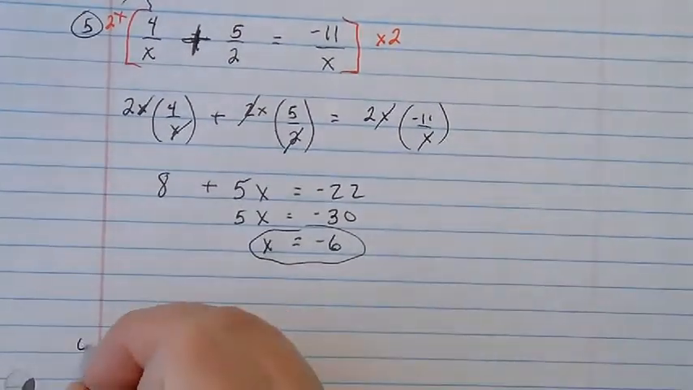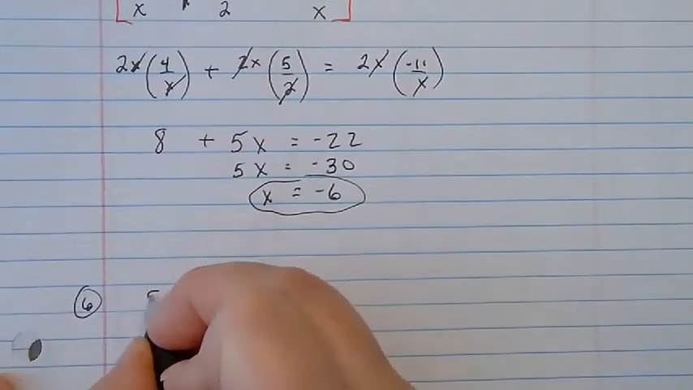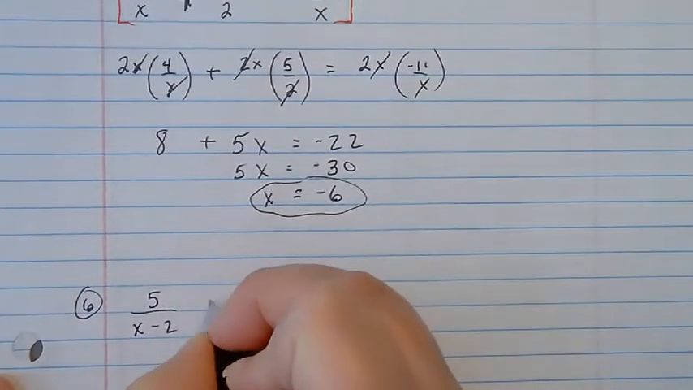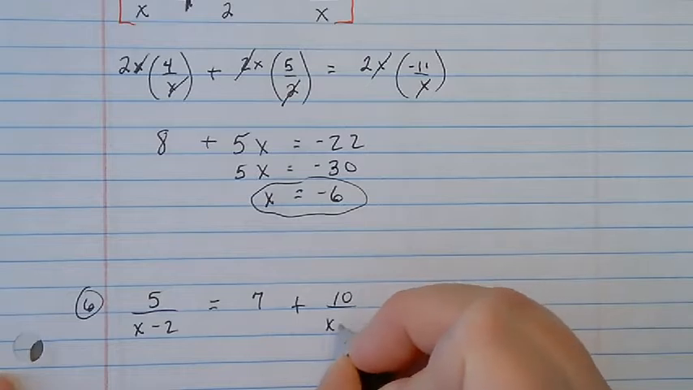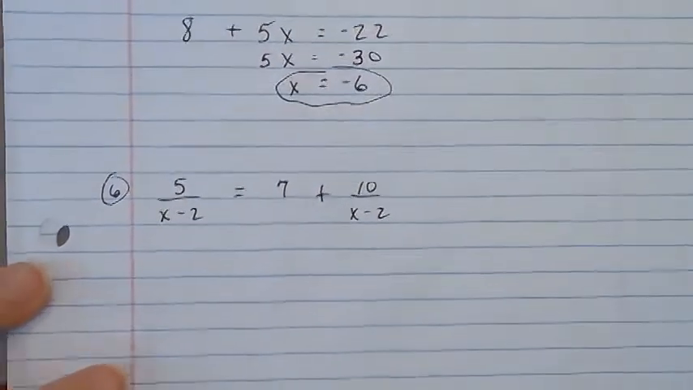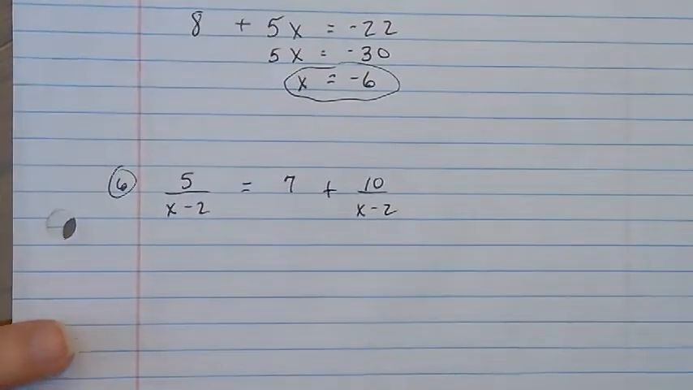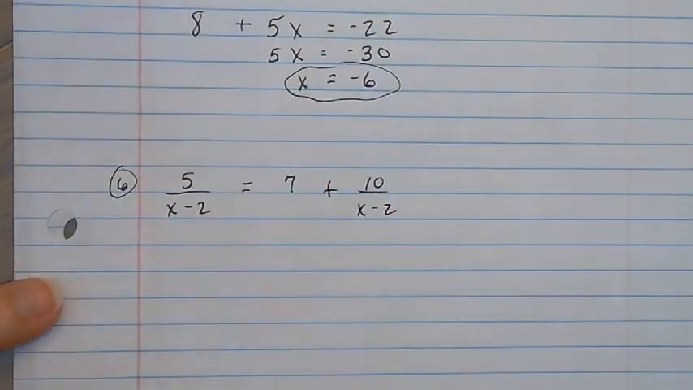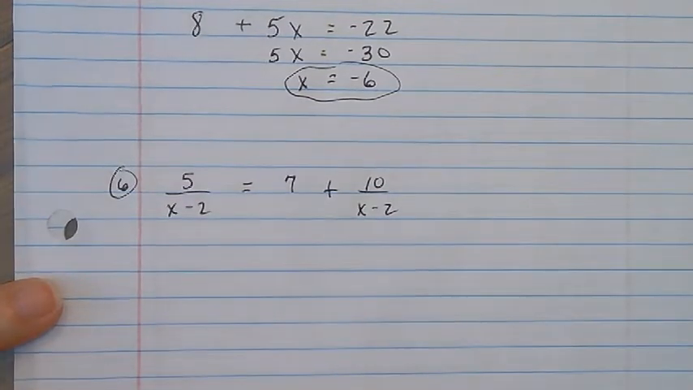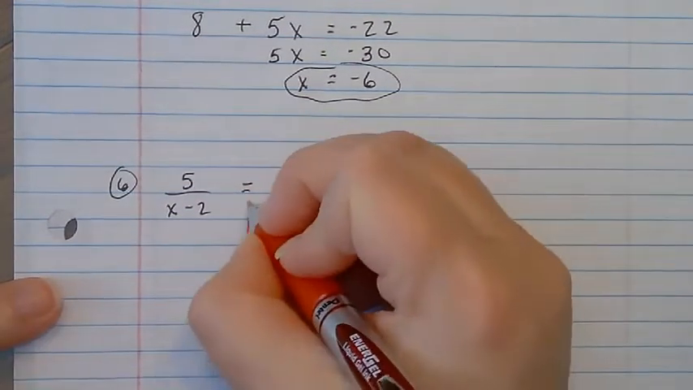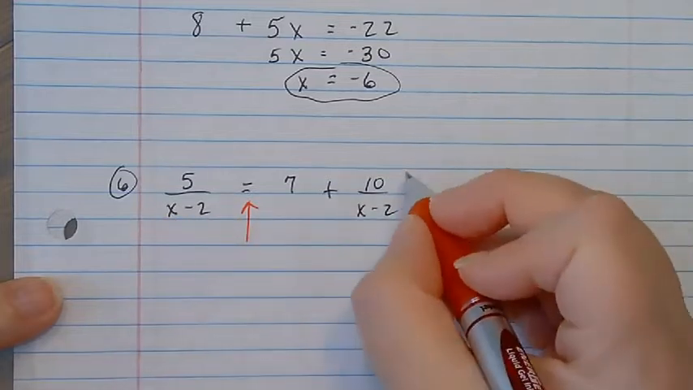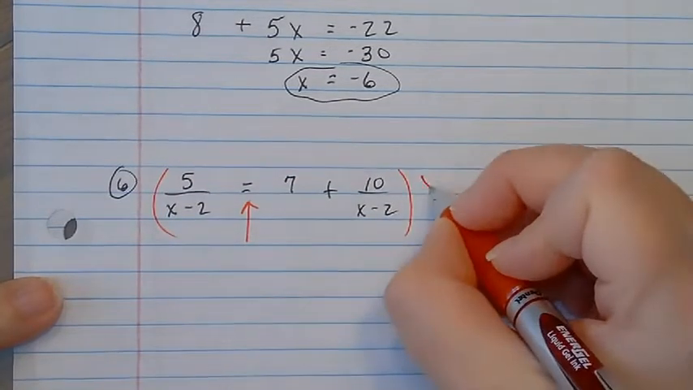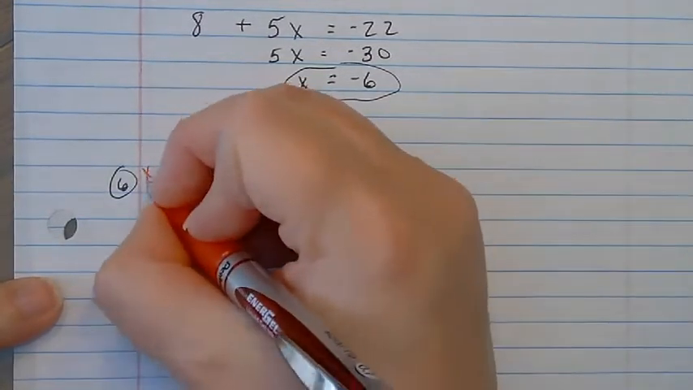All right, here's the next one. So again, on this one, it looks complicated, but what I'm going to do to make it easier is multiply both sides of the equal sign by something that would get rid of the fraction on both sides. So I'm going to take both sides times x minus 2.